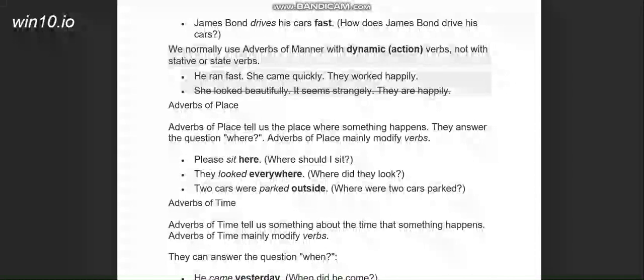Now we have adverbs of place. I repeat, adverbs of place. Adverbs of place tell us the place where something happens. What does it tell? Adverbs of place. I'll bold it in red color so that you can understand it.